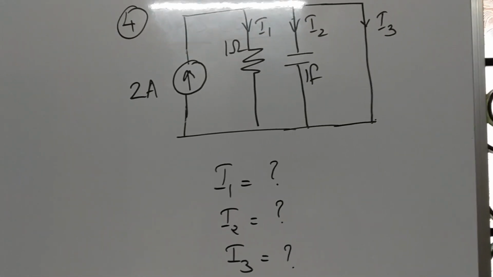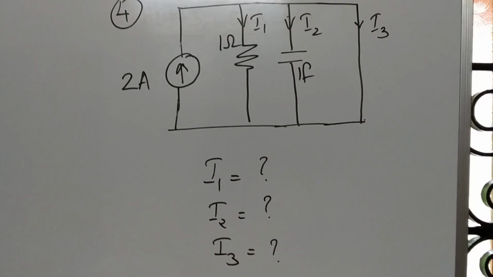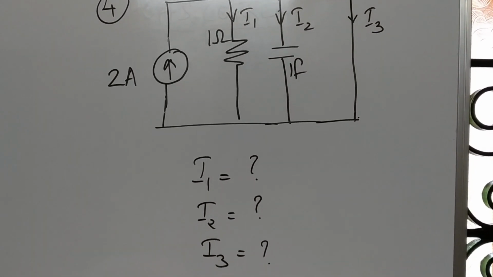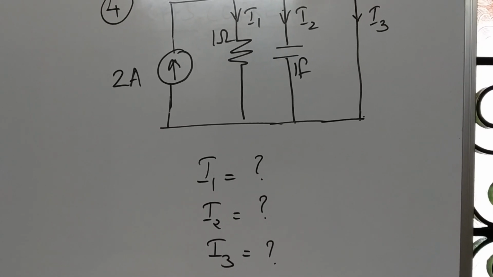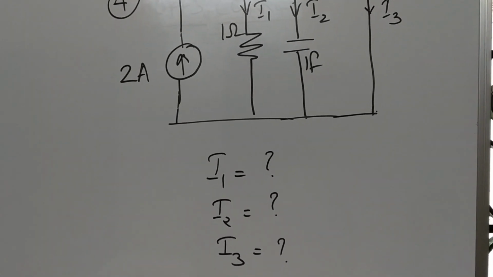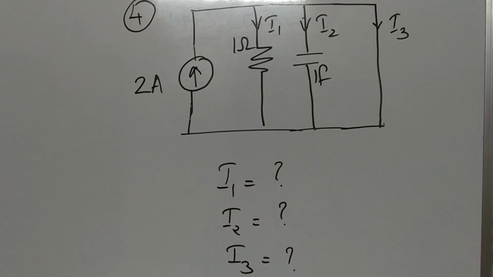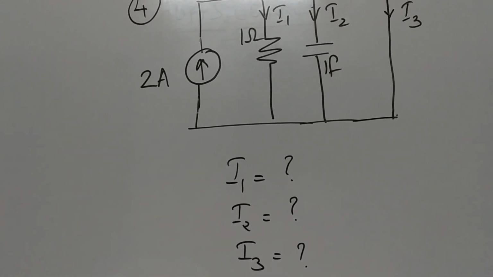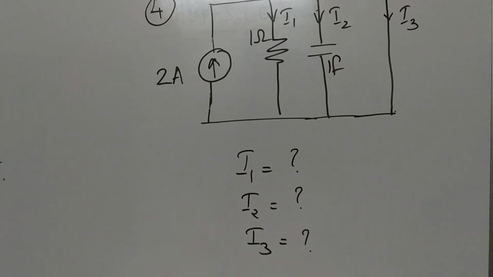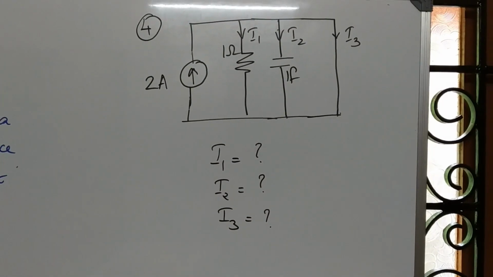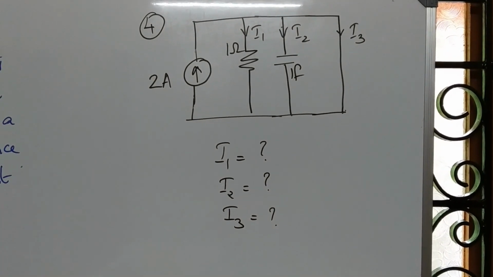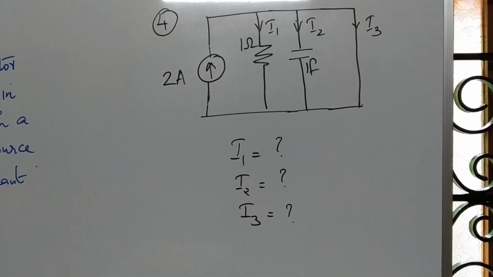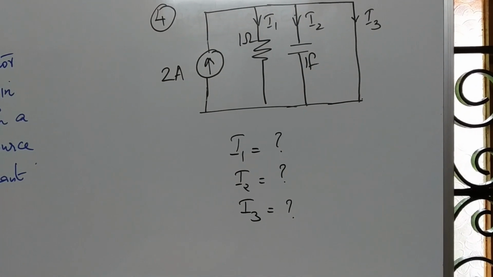Because when you apply the current division rule, there won't be any split up of the current because the current sees a 0 resistance path. So there won't be any splitting of the current. Complete current will flow through the 0 resistance path. So here I1 will be 0, I2 will be 0 and I3 will be the value which the current source provides. Here it is 2 ampere.